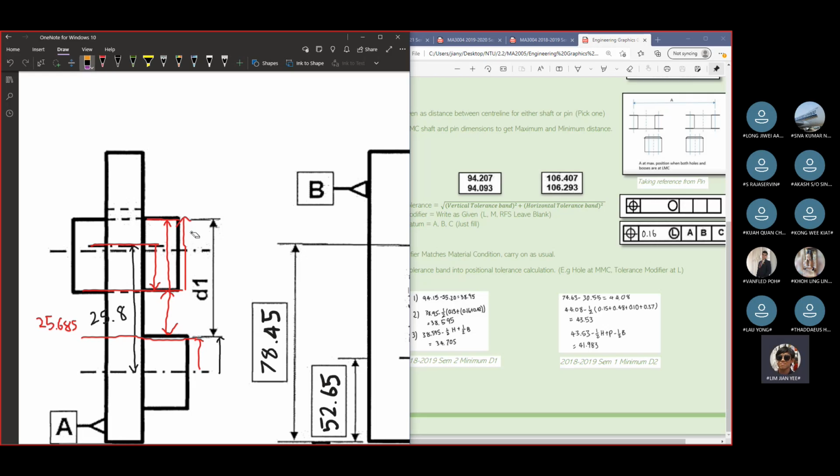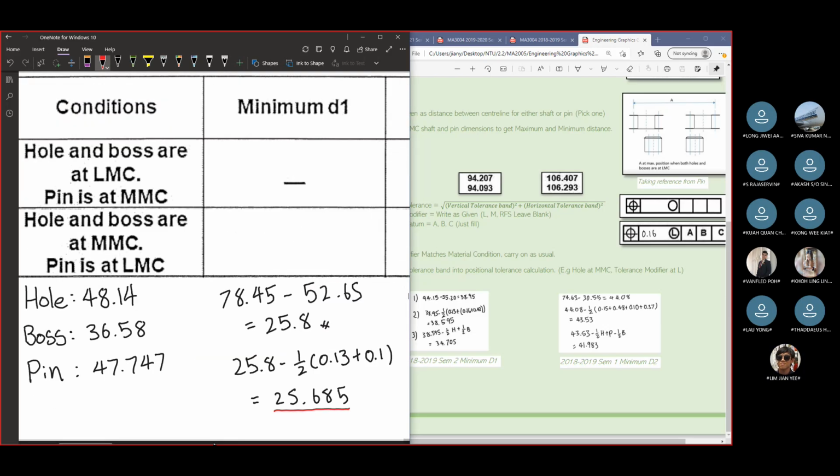Is that confusing? Can y'all understand? You're just shifting the 25.685 into here, but you don't really have a value for this to this, so you need to go the long way around. You go down by the hole, then you reach here. Then you go up by the pin, and then you'll be at D1. Great.